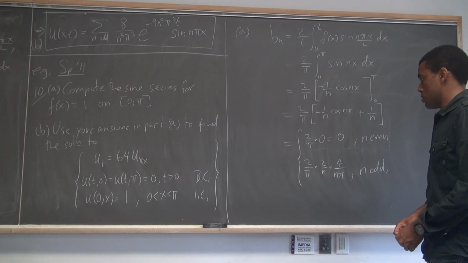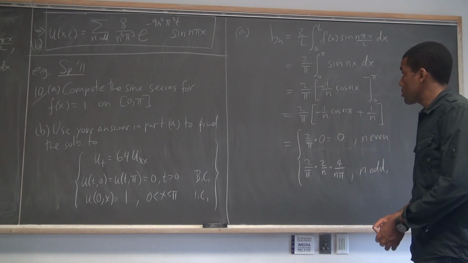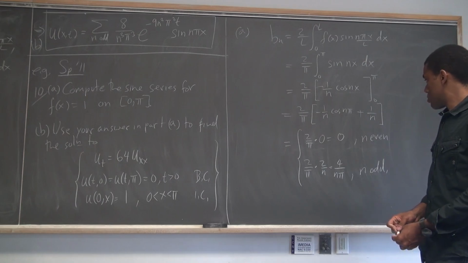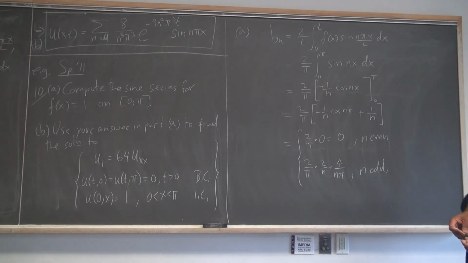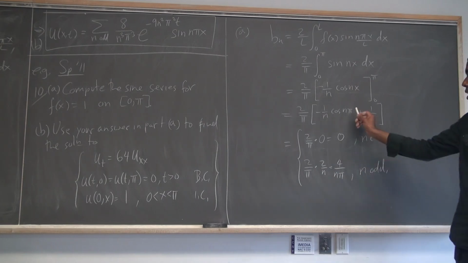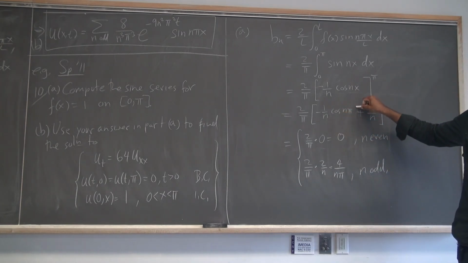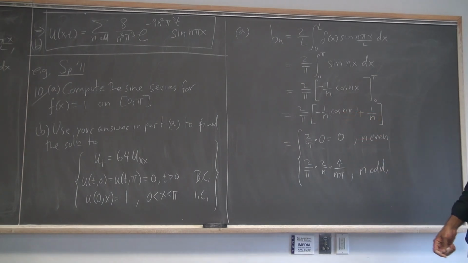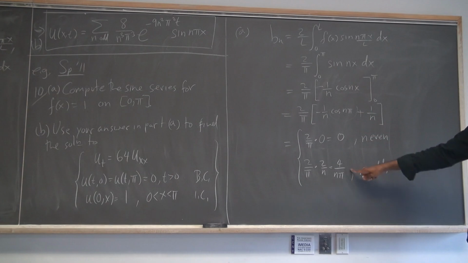And that will be your answer to part A. It equals 0 when n is even. Looking at the cosine n pi, for even n it always gives you positive 1, and for odd n it always gives you negative 1. So if it's even, we end up with 0. If it's odd, we end up with this.